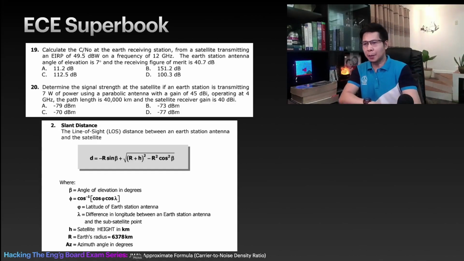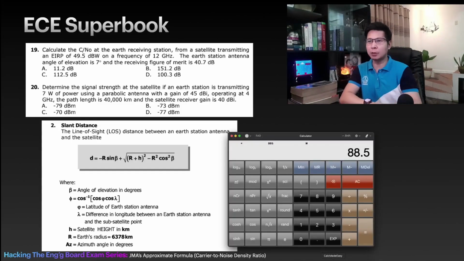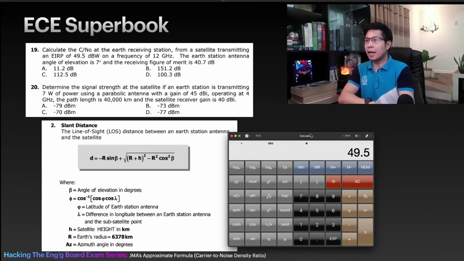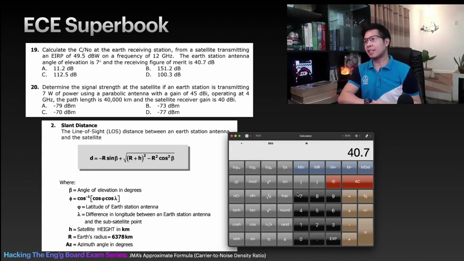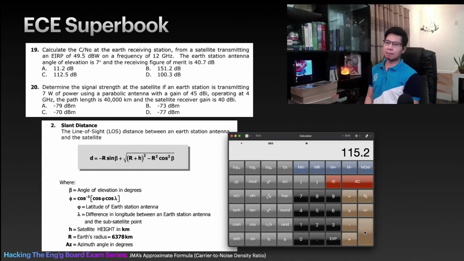So now, using my approximate formula, sabi natin, tatlo lang yung kailangan mo tandaan, yung EIRP, and then yung G/T, and the constant. So the EIRP in this case is 49.5. Hindi ko na ipapakita yung long method. Haba pa yung time natin eh. Plus, ang FOM niya is 40.7. And then, since ang pinapahanap is carrier to noise density, anong constant natin? That's 25 dB. So I'll just add plus 25 dB. So the answer is 115.2.